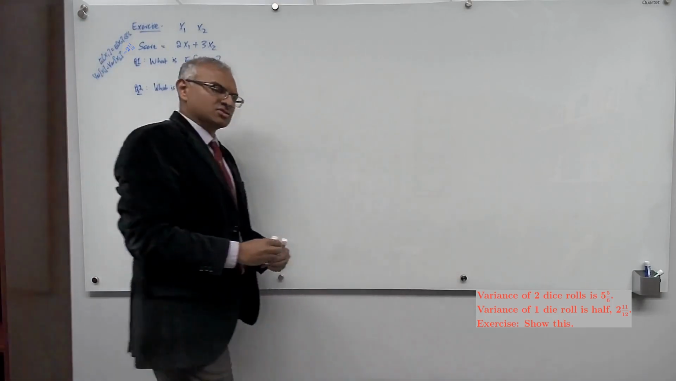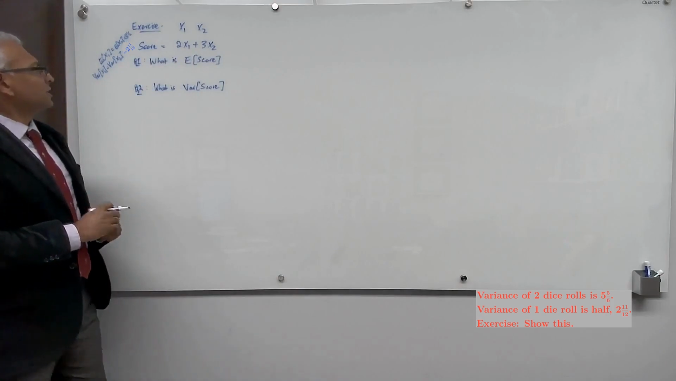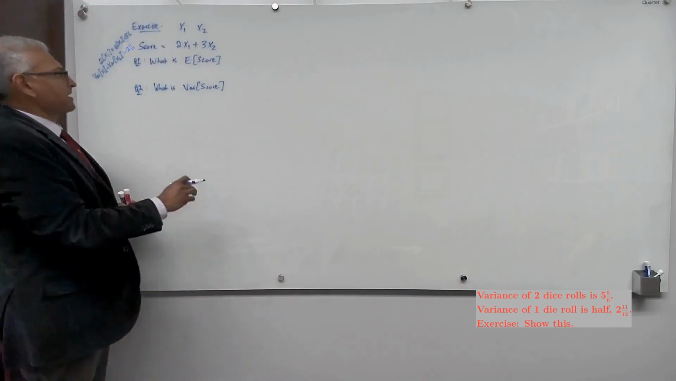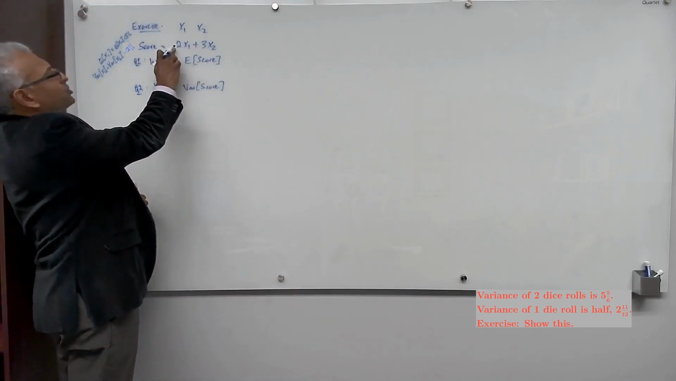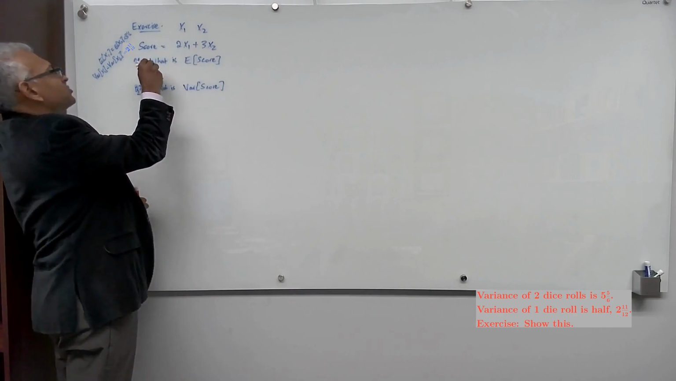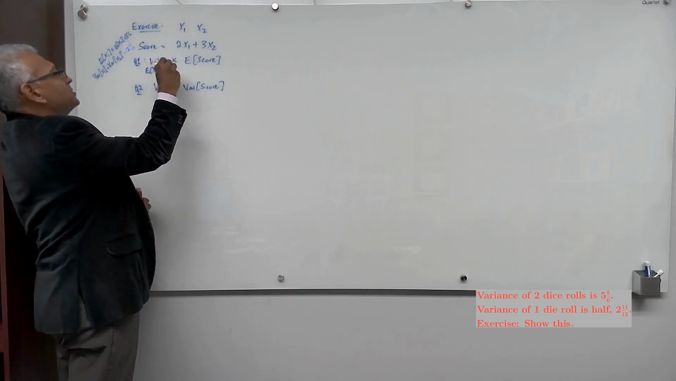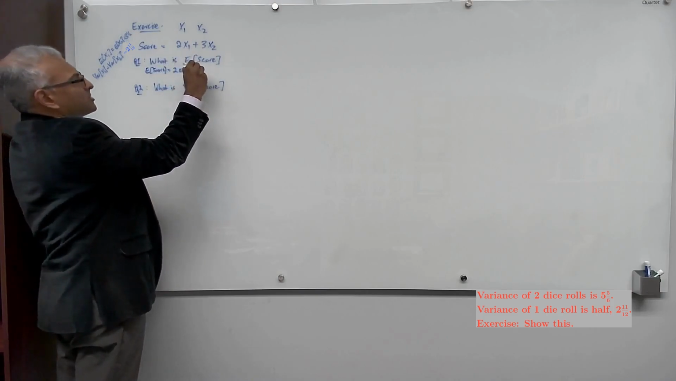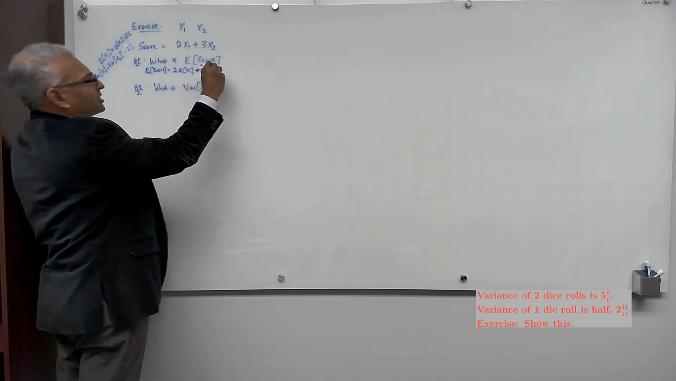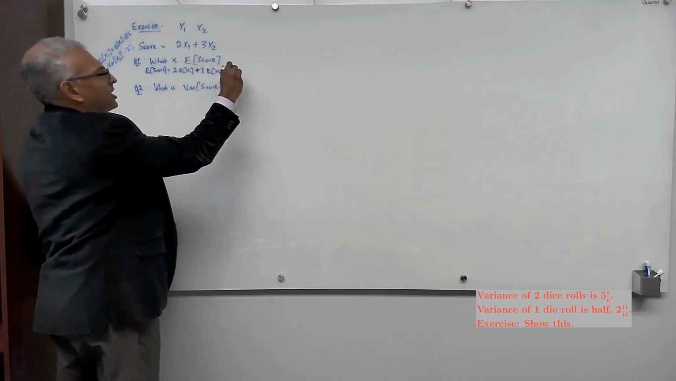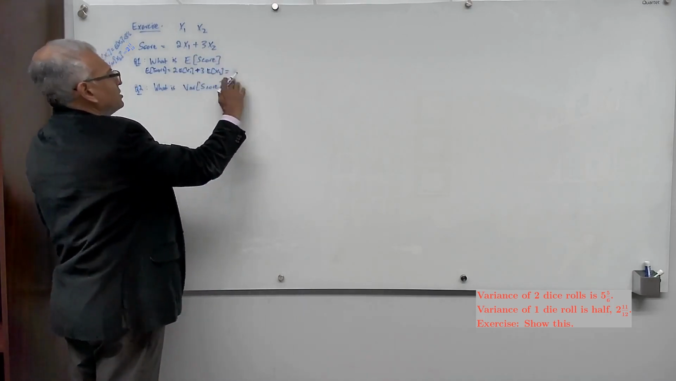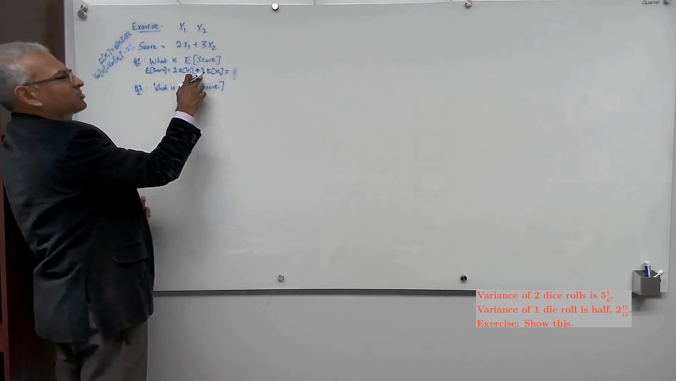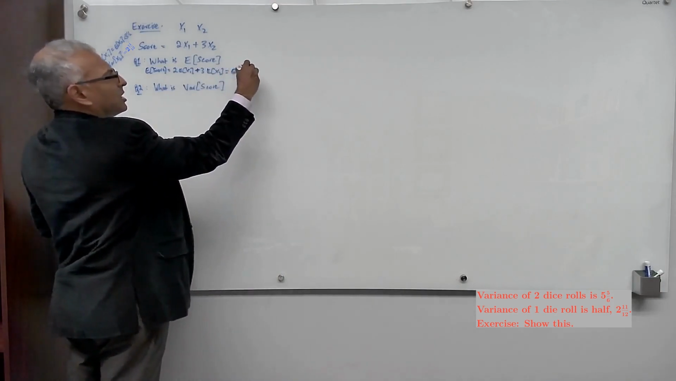Okay, now if you're coming back just to see what's the answer and how to do it, well, you have to use linearity. Okay. And the expected value of the score is twice the expected value of x1 plus 3 times the expected value of x2, which is 2 times 3.5, plus 3 times 3.5, so 5 times 3.5.